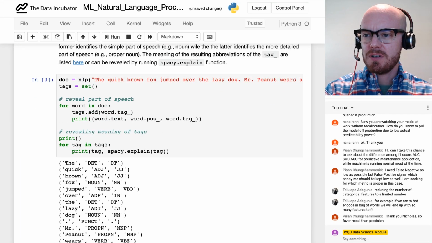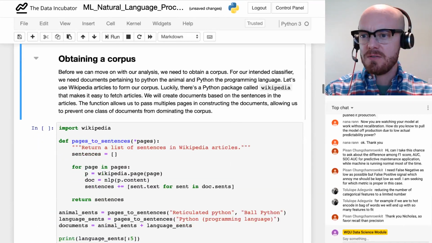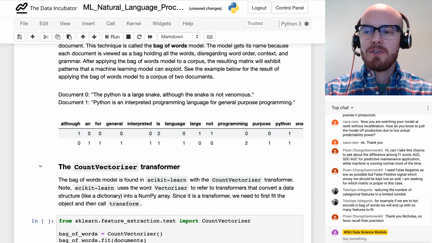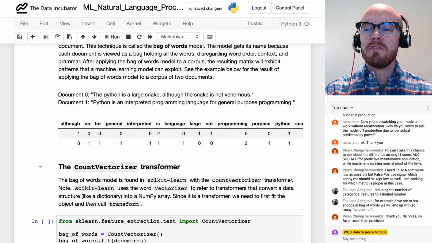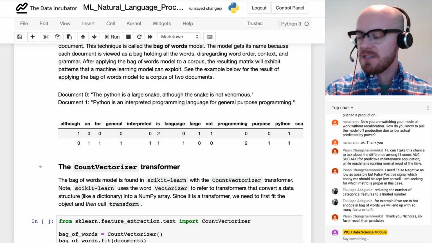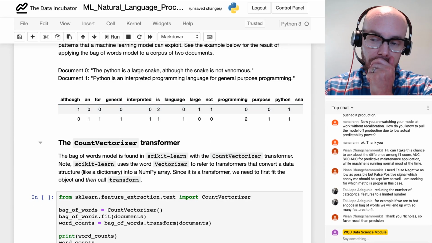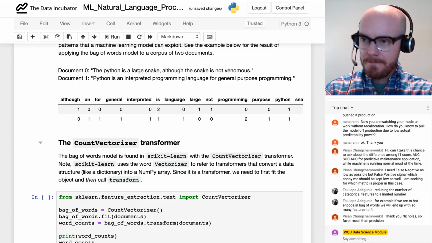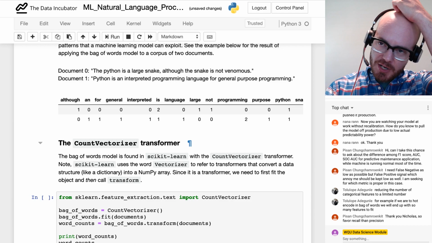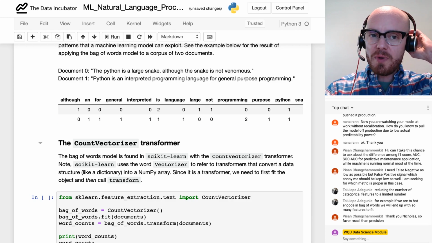I'm going to just go all the way down. There we go. Here's our bag of words model. Okay, so there are a few ways to reduce the number of features when you're dealing with natural language processing. The first thing is, let's just remember that when we are doing natural language processing, Tolulope is right.